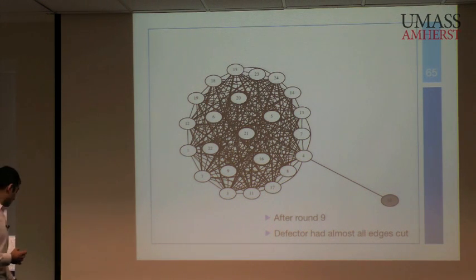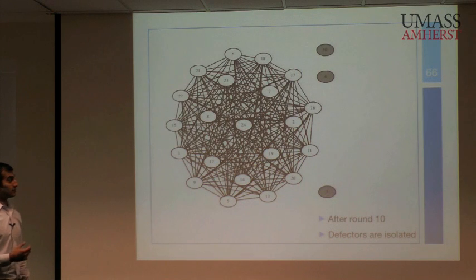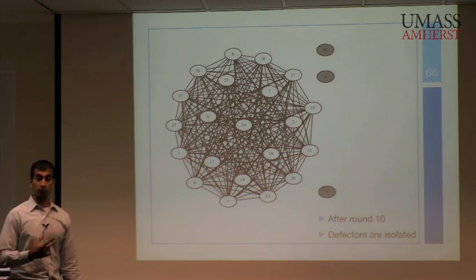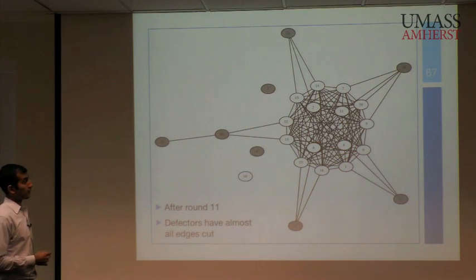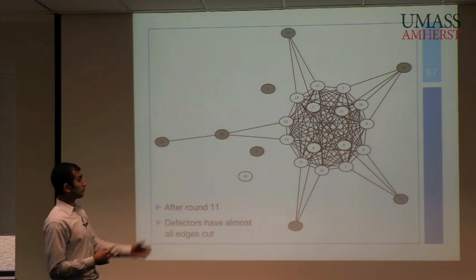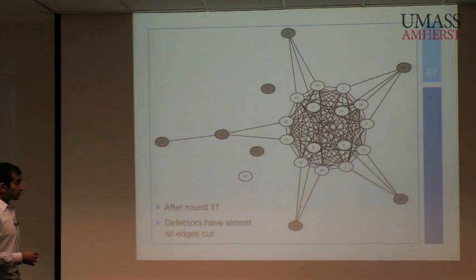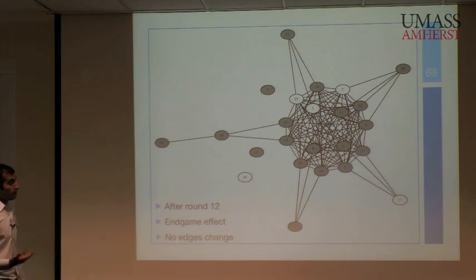Guess what those guys did during round 10? They defected. Everyone cut their link to them. This is after round 11. There's a few more defectors, and they're pretty isolated. And then what I'm about to show you now is the final round, where it's the endgame effect, and everyone just defects because there's nothing else to do.